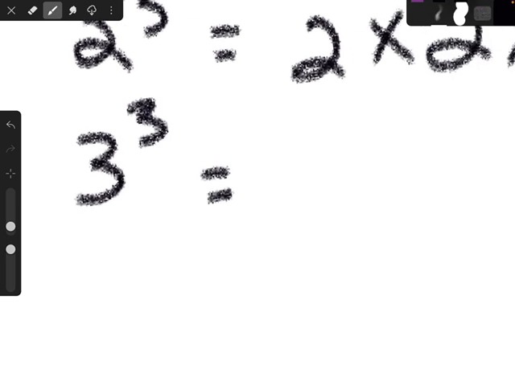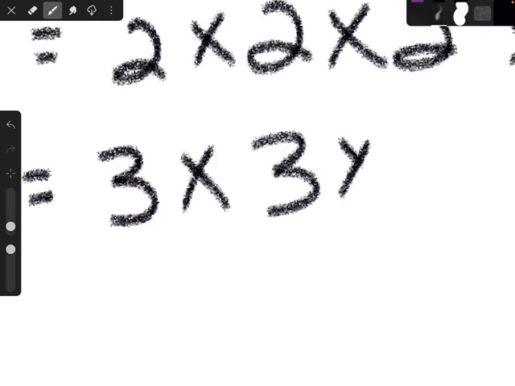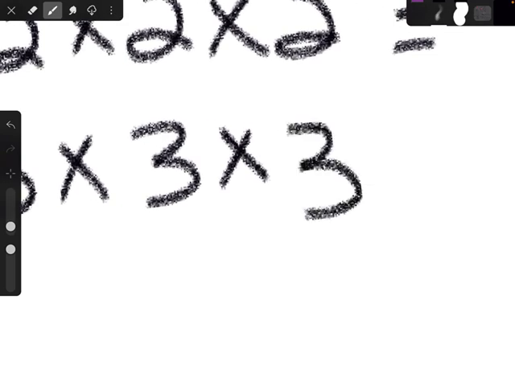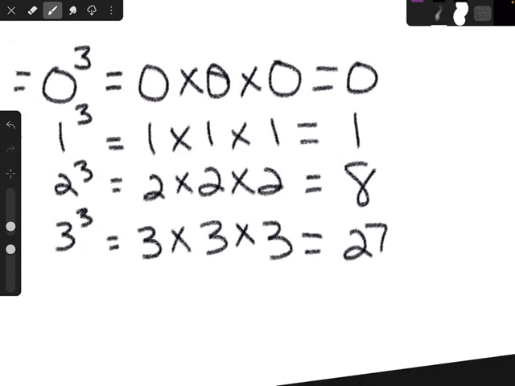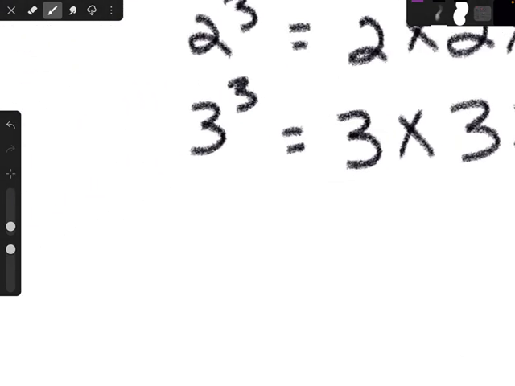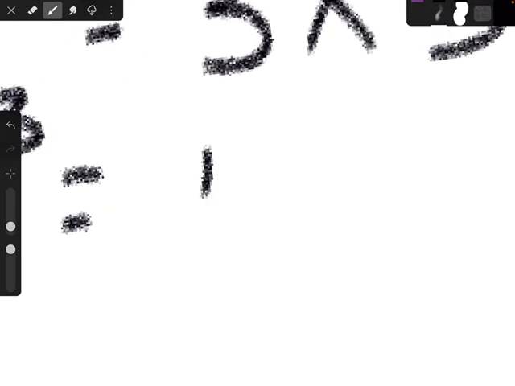3 to the 3rd, right? Do you see the pattern yet? No? Almost? Yeah, we're counting. So 1, 2, 3. Okay, yeah. But what's the pattern over here? What's going on over here? You guys see a pattern? I think I'm gonna run out of space before I actually finish this. Let me make this a little bit smaller.